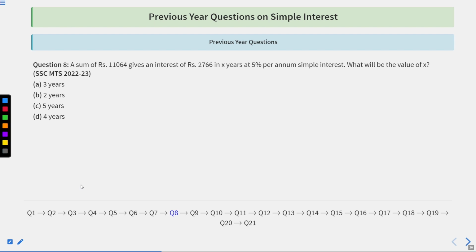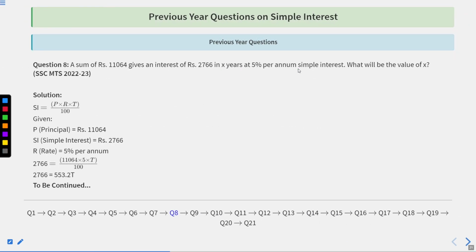Question number 8. A sum of rupees 11,064 gives an interest of 2,766 in X years at 5% per annum simple interest. What will be the value of X? So now recall the formula. Simple interest is equal to principal into rate into time.